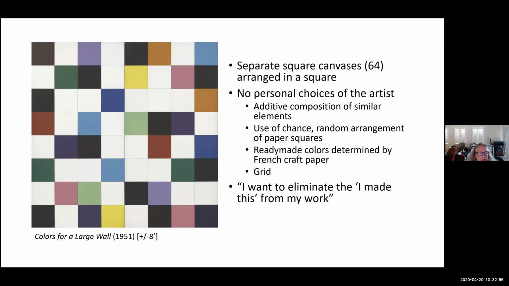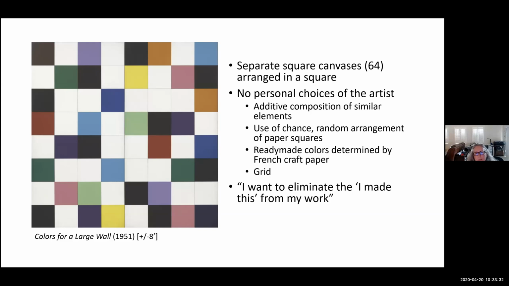I don't know how Ellsworth Kelly did it here, but he laid out all of his colors with the colored paper, and then he recreated it by painting separate canvases of each color. So he was using oil paint to match the color of his construction paper or craft paper. And each of these is a separate canvas. So we have 64 separate square canvases arranged on this wall. This is called Colors for a Large Wall, and it's about 8 feet by 8 feet.